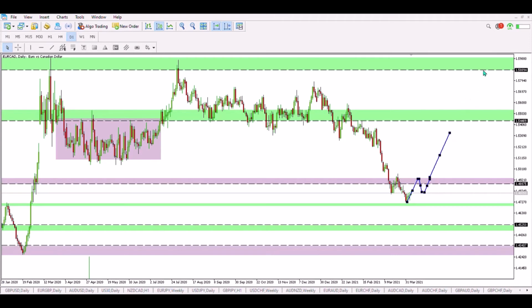Okay, that's if we see the double bottom like this, or the head and shoulders like I have shown you. We need some sort of pattern to see a reversal. Very seldom you can see just the price going back higher.